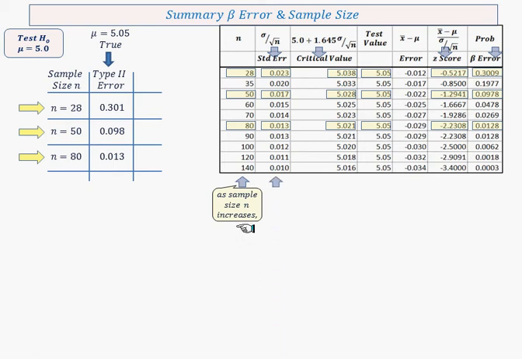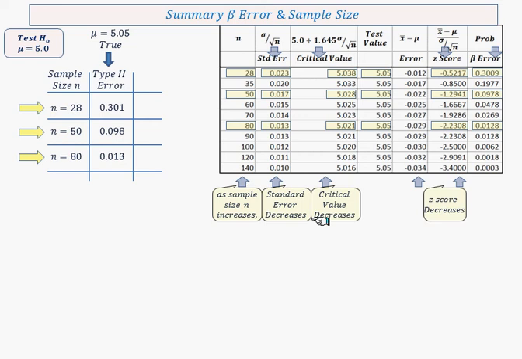Now we're looking at as sample size n increases, the standard error decreases, critical values decrease, they fall back towards 5, and the z-score continues to decrease into the negative region, and the beta error decreases quite dramatically.